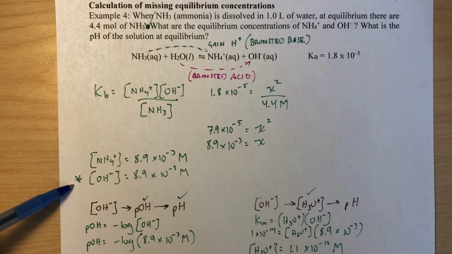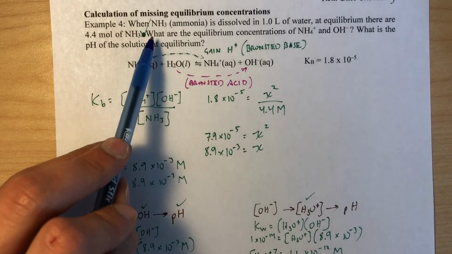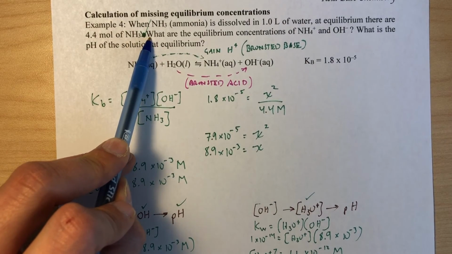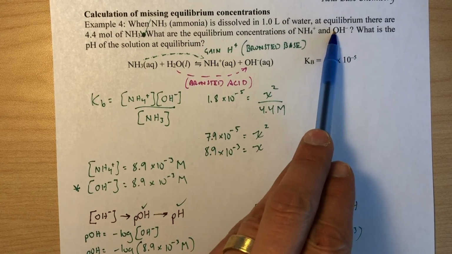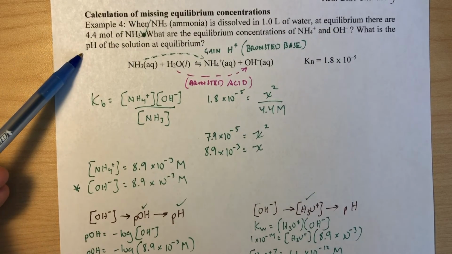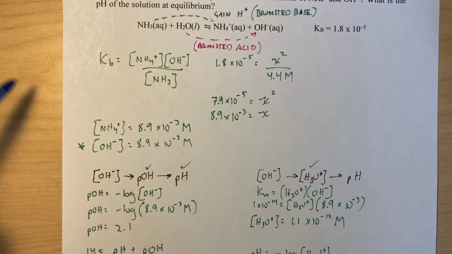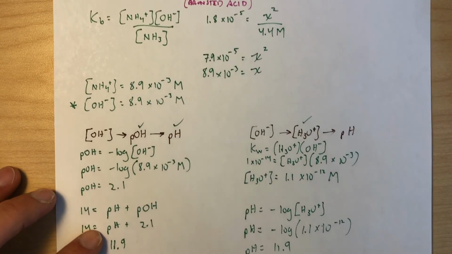But it is the hydroxide concentration that is the most important to us. So far we've answered the first question. What are the equilibrium concentrations of ammonium and hydroxide? Done. We are now going to use the hydroxide concentration to figure out the pH of the solution. We can do that in 2 different ways.